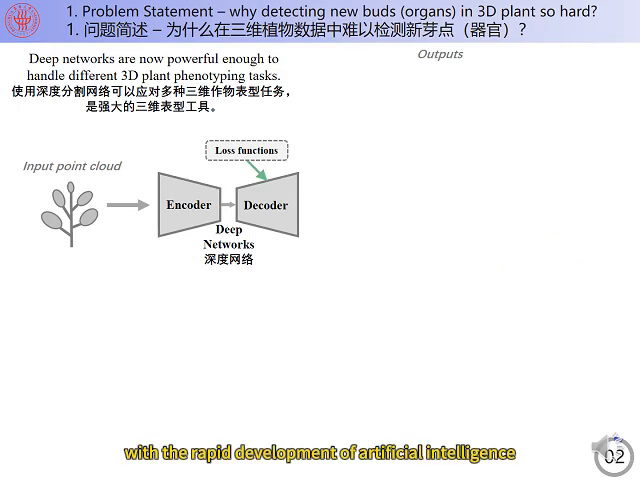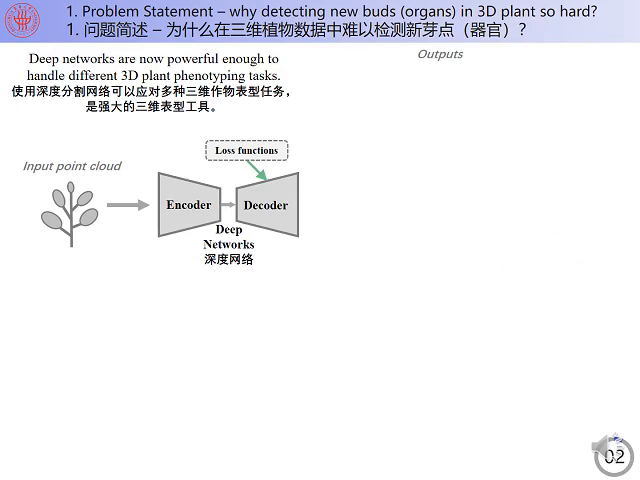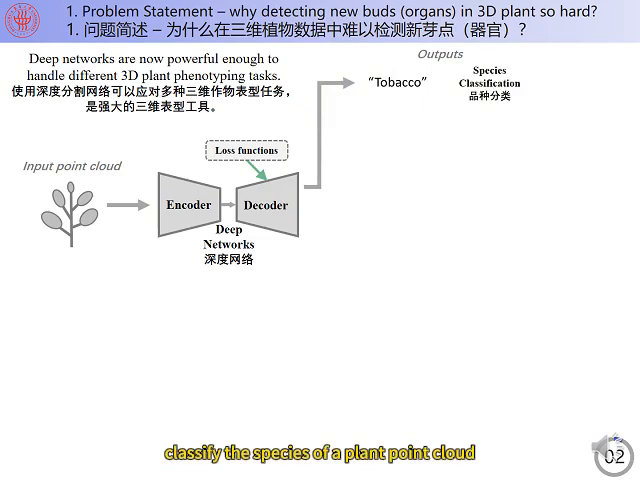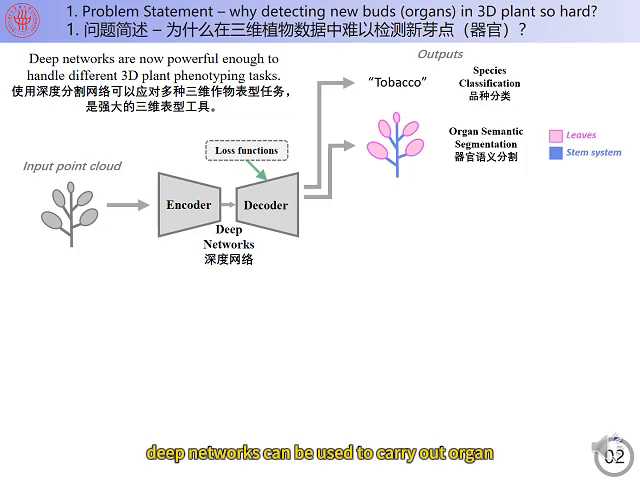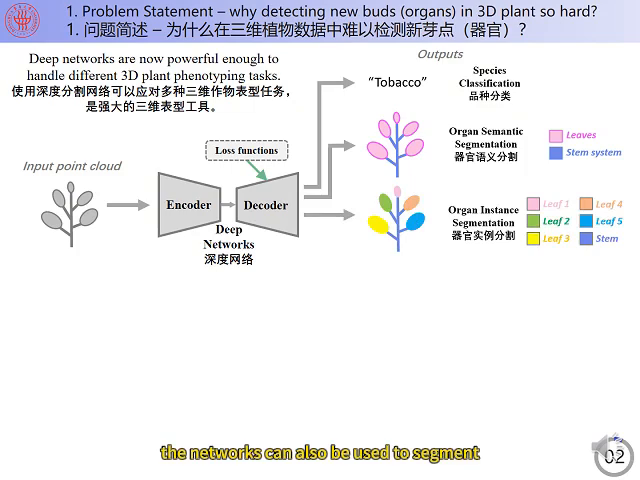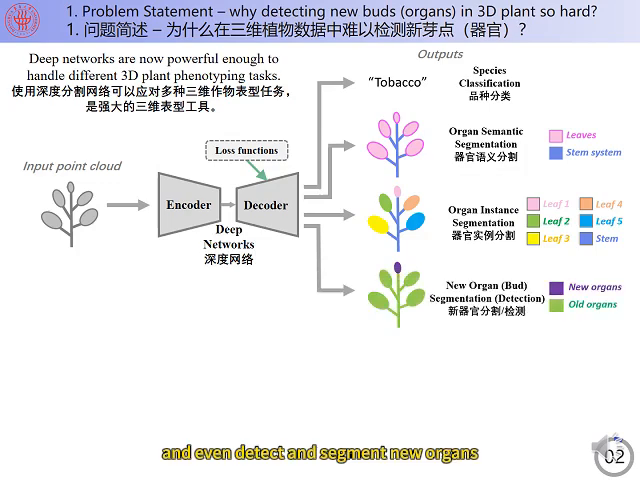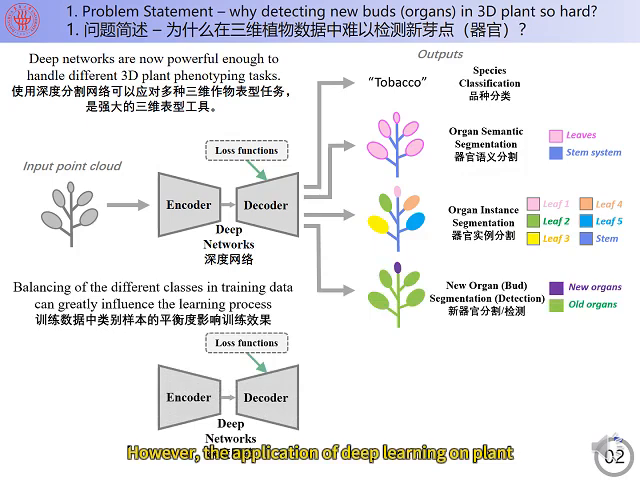The presentation consists of 5 following parts and will cost you about 10 minutes. With the rapid development of artificial intelligence, deep networks are now powerful enough to handle different 3D plant phenotyping tasks. For example, deep networks can be used to classify the species of a plant point cloud, and to carry out organ semantic segmentation on point clouds. The networks can also be used to segment each single leaf instance from the canopy, and even detect and segment new organs. However, the application of deep learning on plant phenotyping is not that simple.